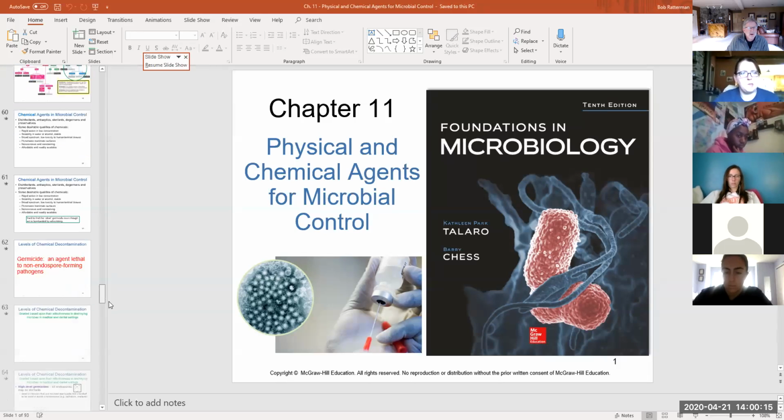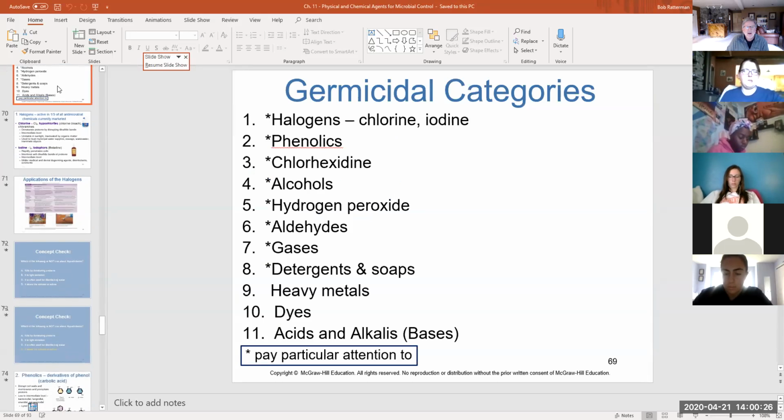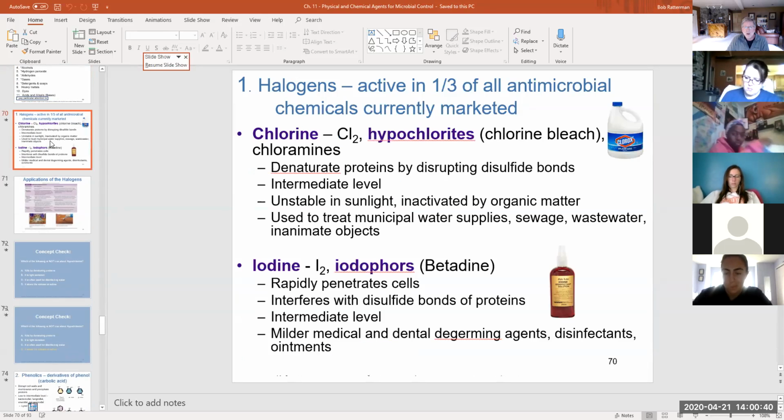Oh, are you talking about the list at the end of the chapter? Yeah, and then after that, a couple of PowerPoint slides that relate to the halogens, and what on that we need to know, like chlorine and the hypochlorites and how that acts on a cell, and what level it is, what they're used for, for all of them.